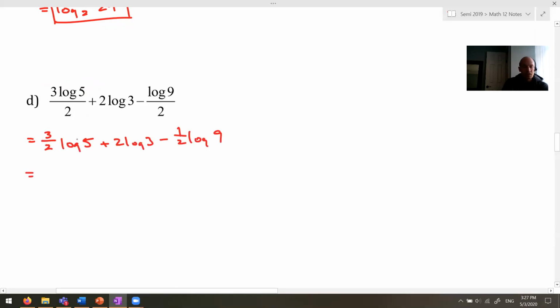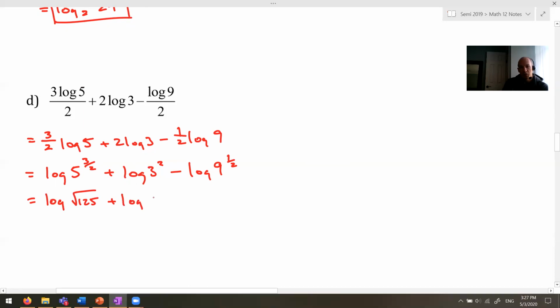Bringing all these coefficients up, this becomes log base 5 to the power of 3 over 2. This becomes log base 3 to the power of 2, and then this becomes log base 9 to the power of 1/2. Just cleaning it up a bit more. So 5 to the 3 over 2, that's 5 cubed, which is 125, and then this becomes root 125, I guess. This one will become log 3 squared, which is 9, and then this one is the square root of 9, which is 3.